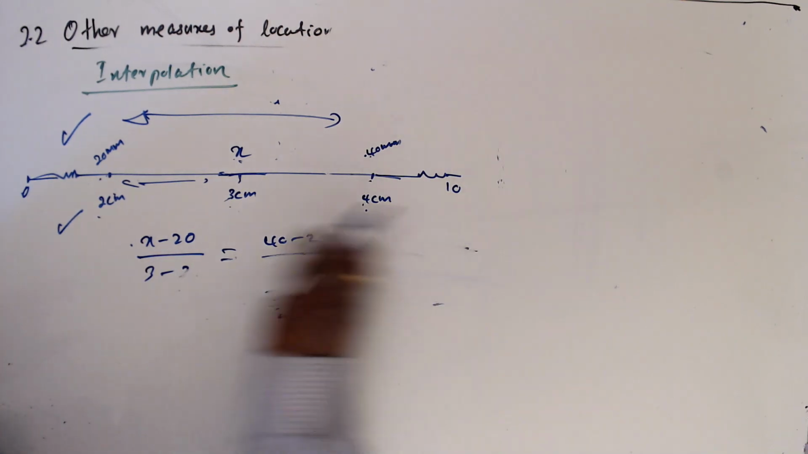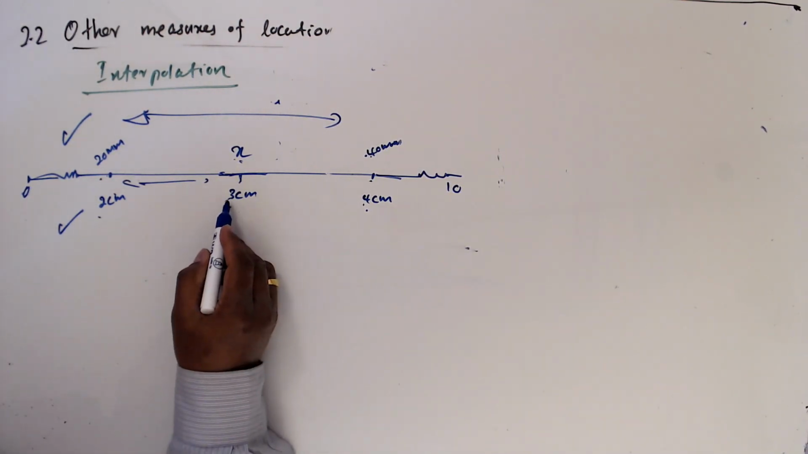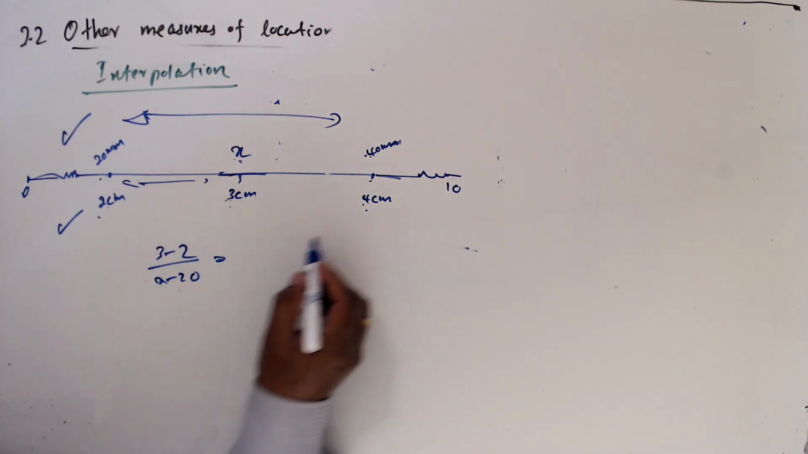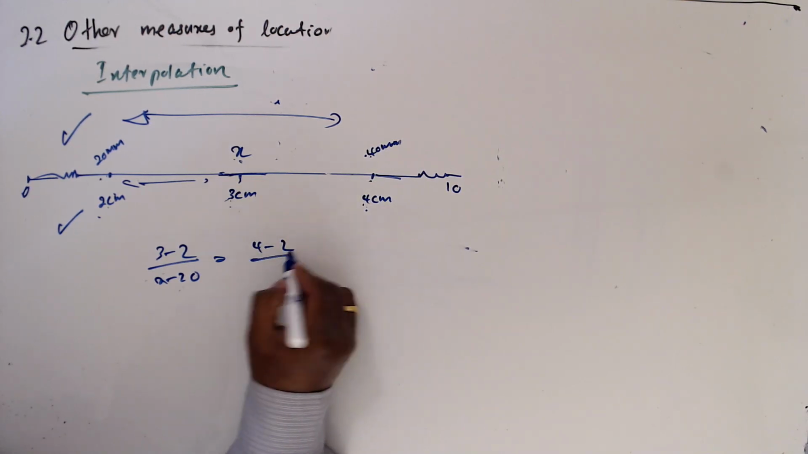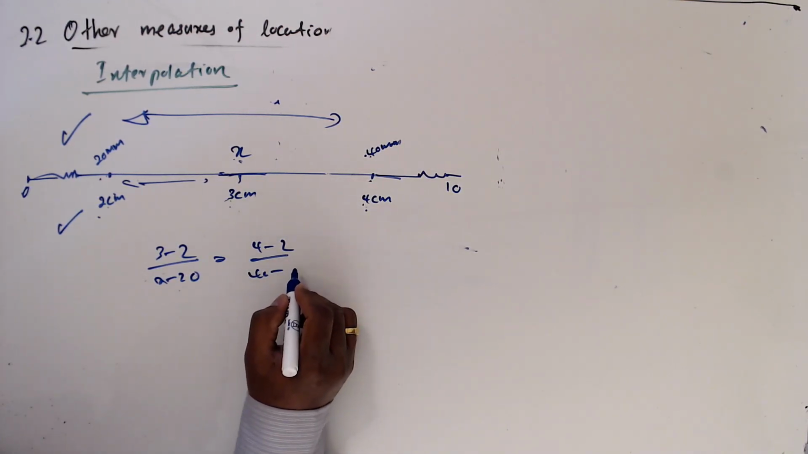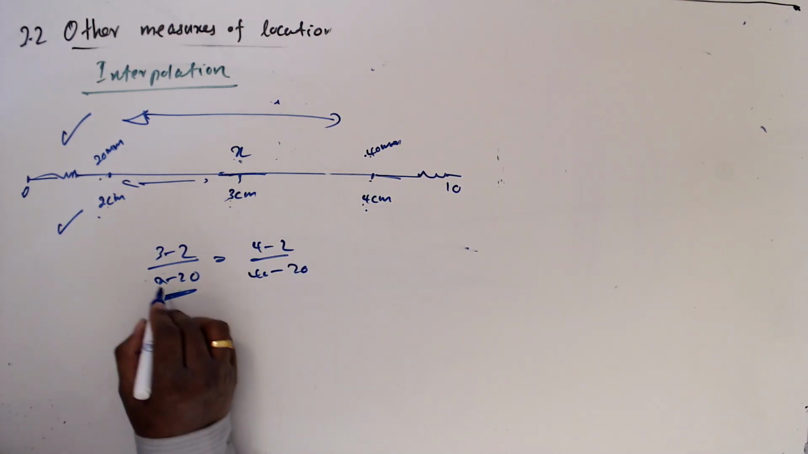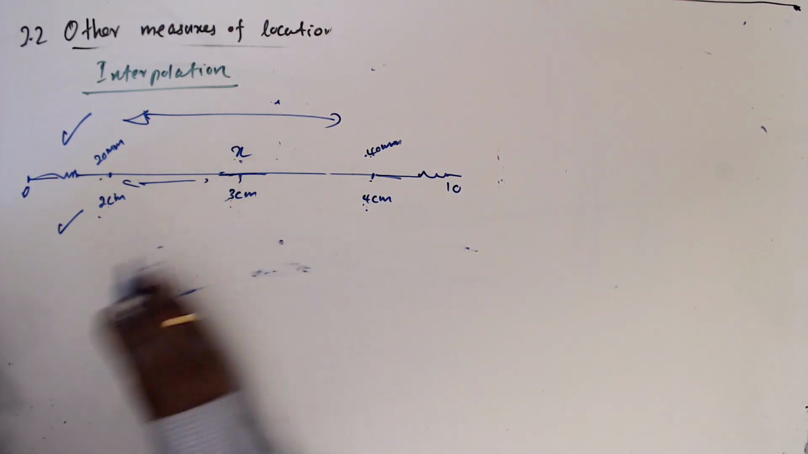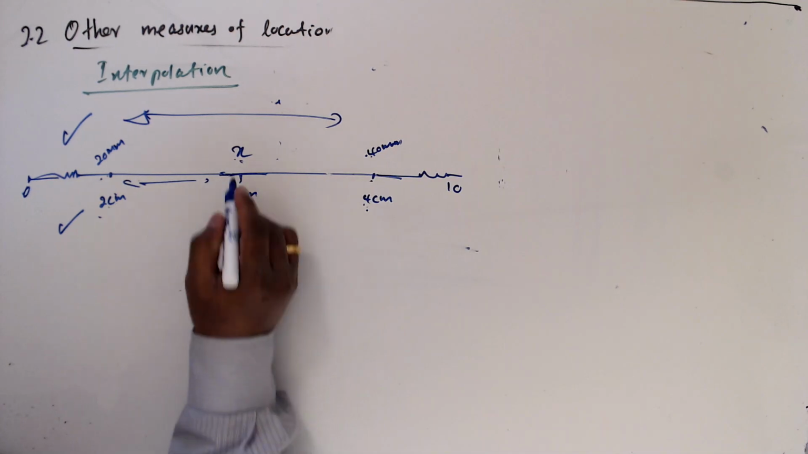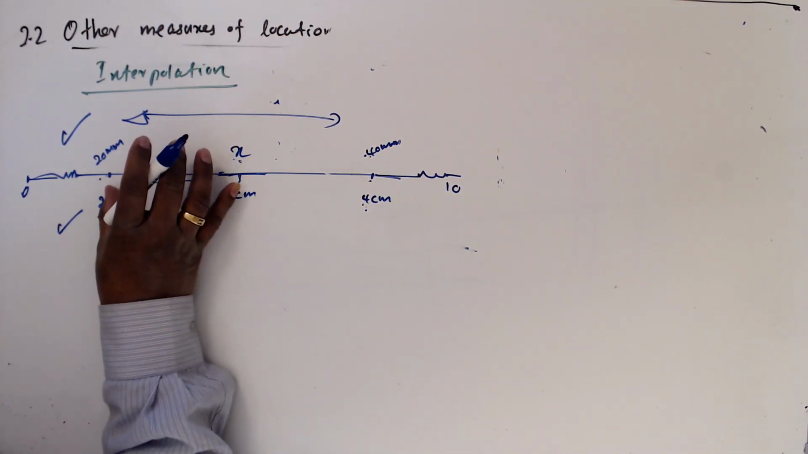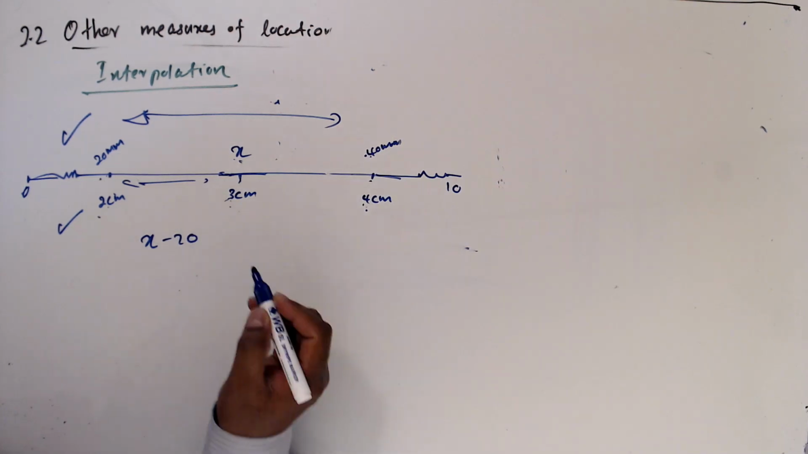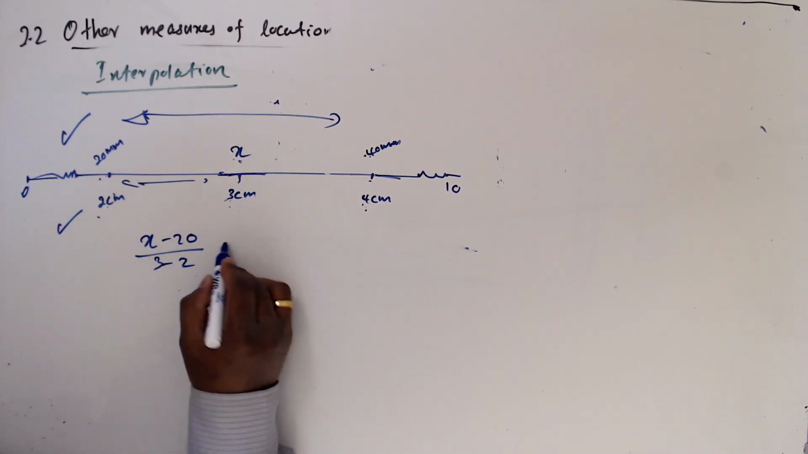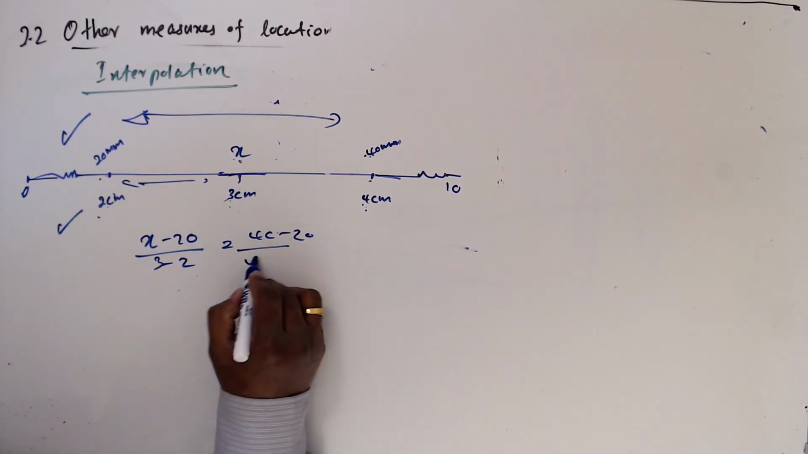You can work the other way around, but that is not smart. Assume you write 3 minus 2 divided by x minus 20, then 4 minus 2 divided by 40 minus 20. In that case, x is in the denominator. So that's not good. Still, you can work it out. So instead of that, always if you see x, start with x, and take a short distance, x minus 20, and then 3 minus 2, then 40 minus 20, and 4 minus 2.